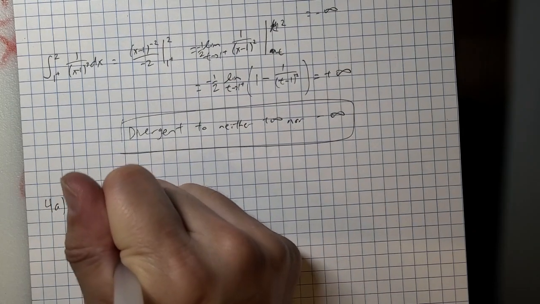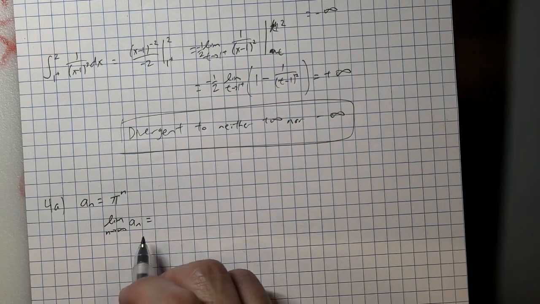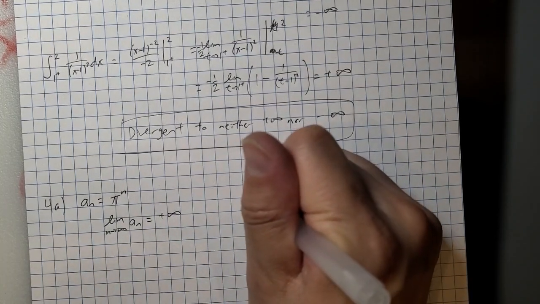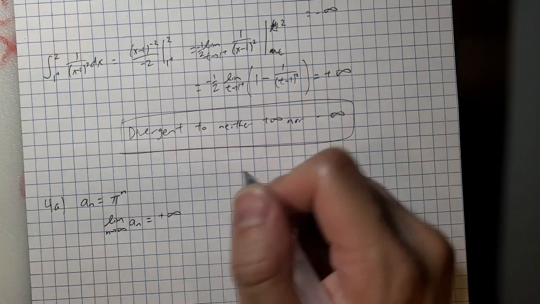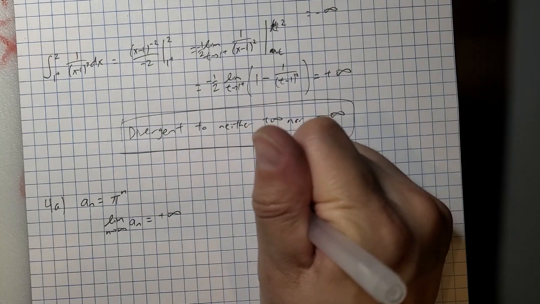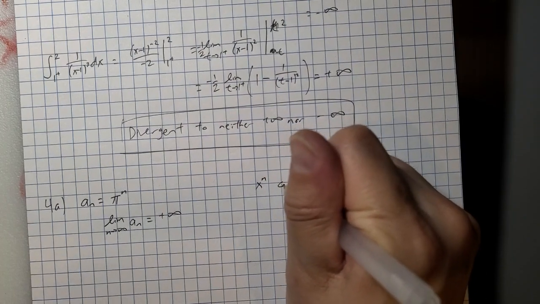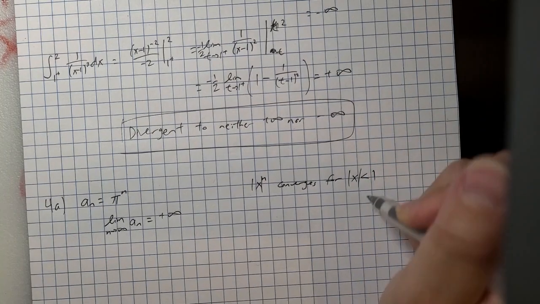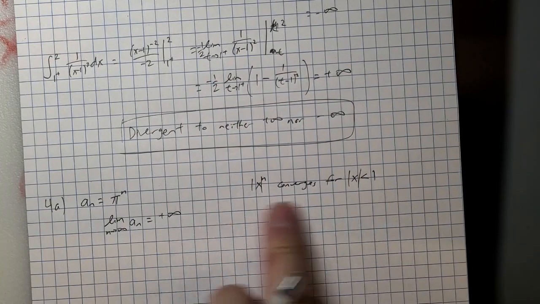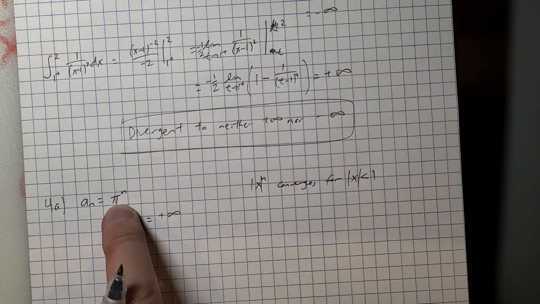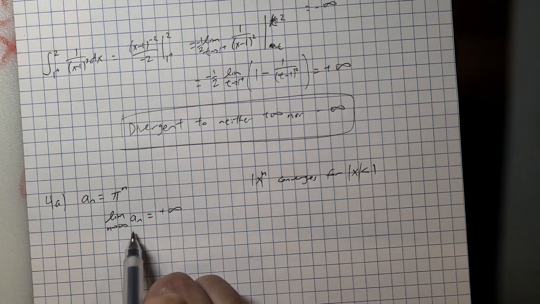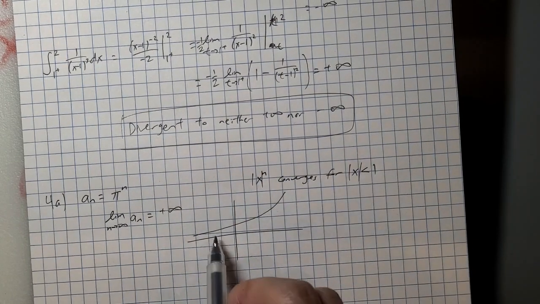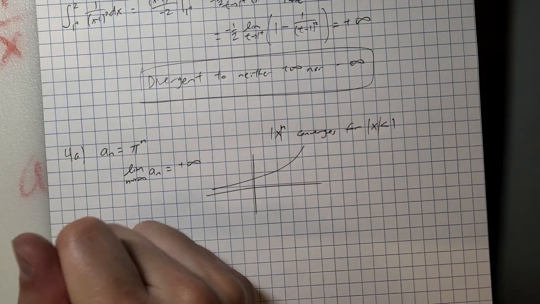We say the limit as n goes to infinity of a sub n is positive infinity. To justify, x to the n converges for x less than 1. We're going to say that as our justification. Pi to the n, so pi is about 3.14, is an exponential function, and as n goes to infinity, it goes to infinity. You can even justify it graphically: as n goes to infinity, this function goes to infinity. That could be another justification.